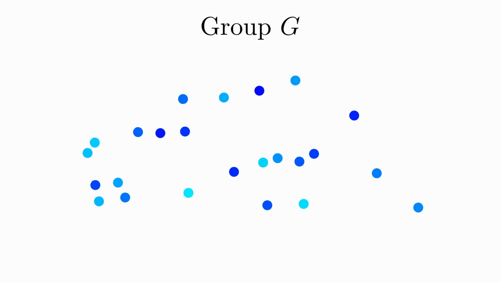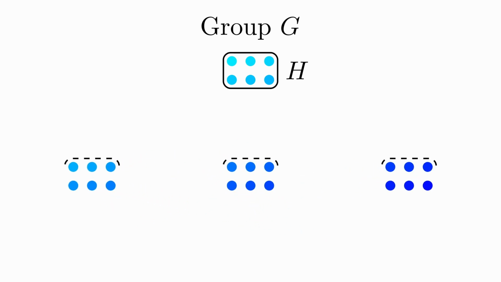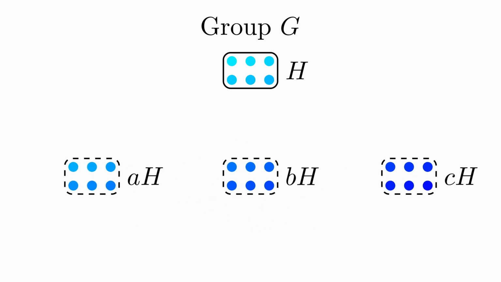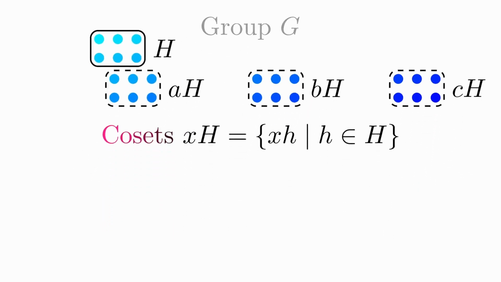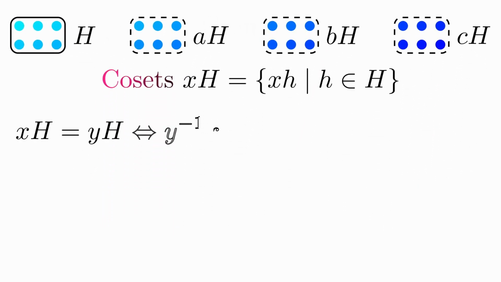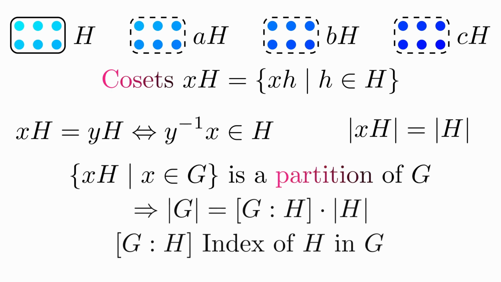To illustrate this, consider a group as a set of points. A subgroup is a subset of these points. The rest of the elements can be grouped into sets of equal size, called cosets. The key fact is that cosets partition the entire group into equal size pieces. The total number of elements in the group is the product of the number of cosets and the size of the subgroup, proving Lagrange's theorem.